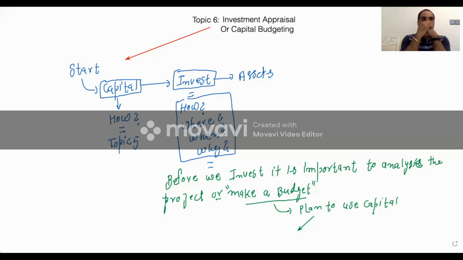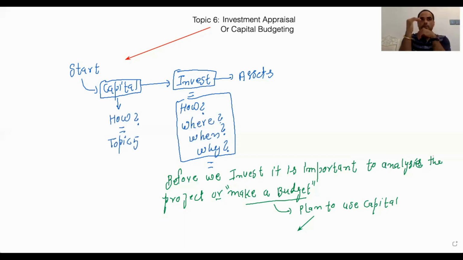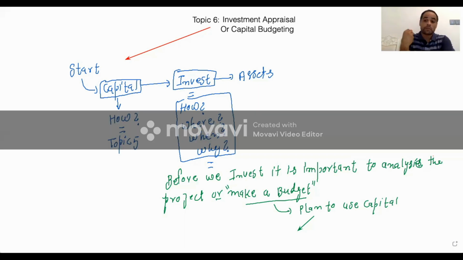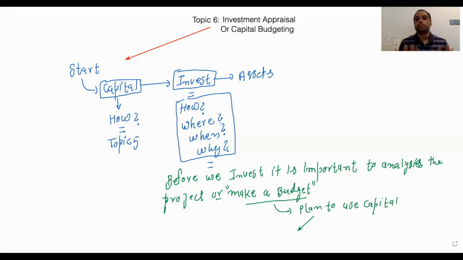You have $5,000. You have 3 different options to invest this $5,000. Before you invest $5,000 in these 3 different projects, why is it very important to analyze the project? Because when you analyze the project, you're making a plan for your capital: how much capital you're going to invest in project A, how much in project B, and how much in project C. Why is it important? That's my question.